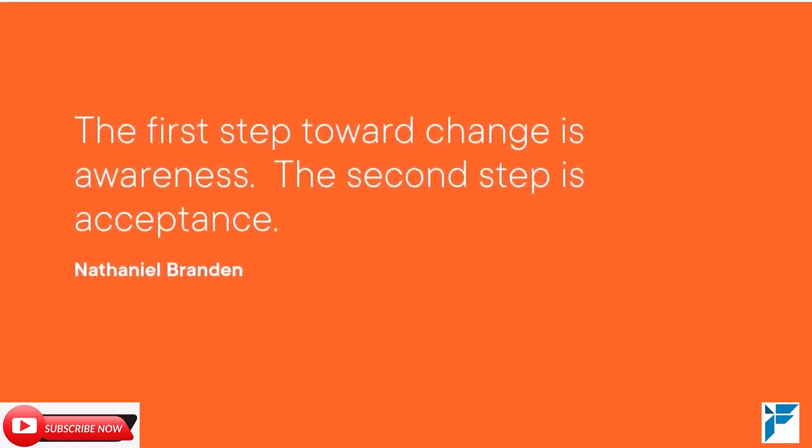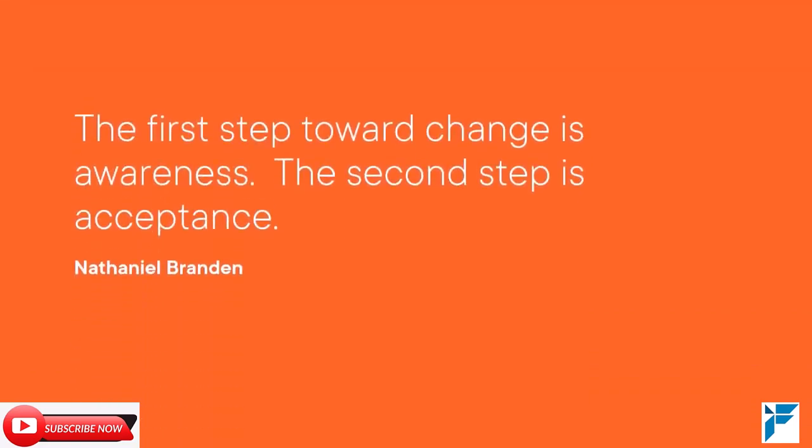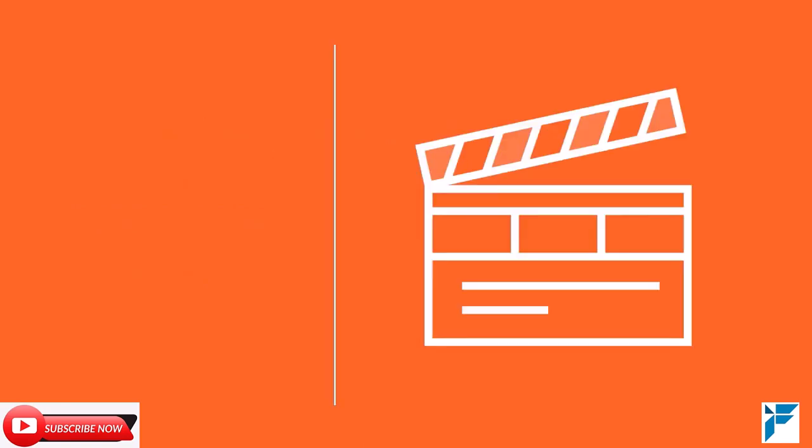Nathaniel Branden, who's a motivational speaker, and he does a lot of self-help books as well as public speaking, says the first step towards change is awareness, and the second step is acceptance. This kind of reminds me of a movie. It's one of my favorite movies. It's called The Untouchables with Sean Connery and Kevin Costner. If you haven't seen it, go watch it. You can call this a class assignment if you'd like.